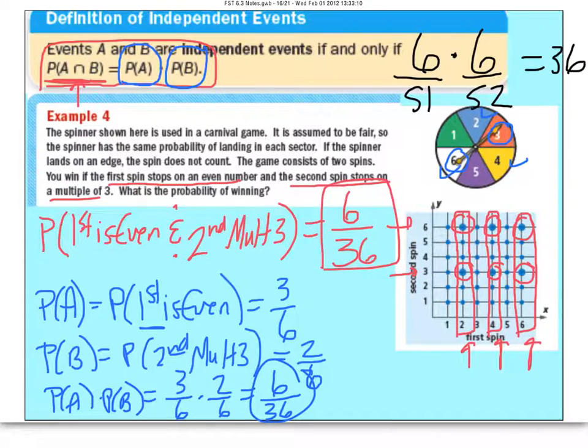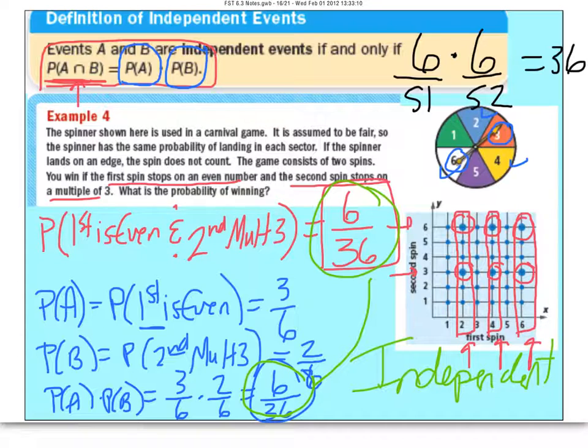Now all you have to do is compare these two probabilities, this one and this one. They are the same, therefore these events are considered independent of one another, which means the outcome on the first event, that the first stops on an even, will not impact the second event, the second spin stopping on a multiple of 3.